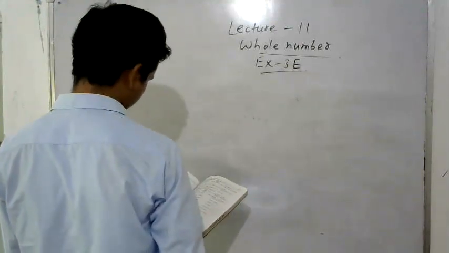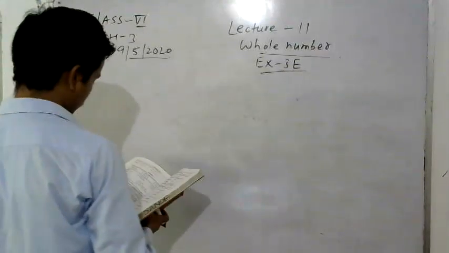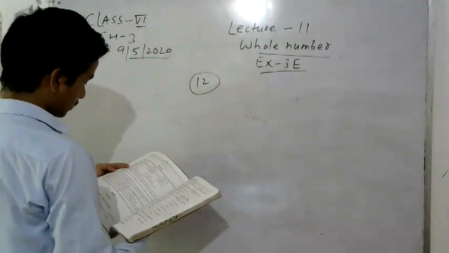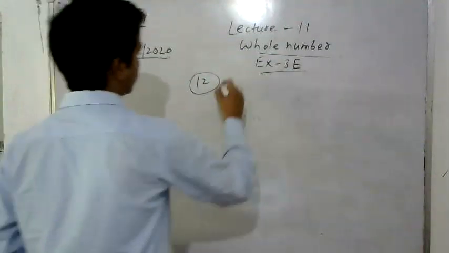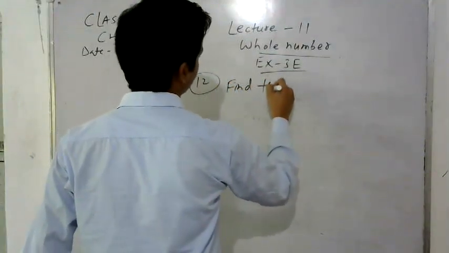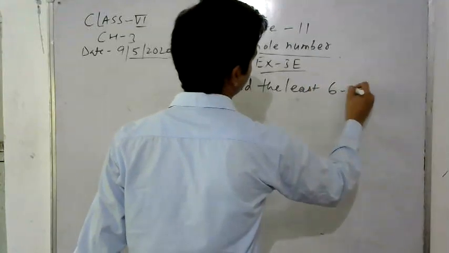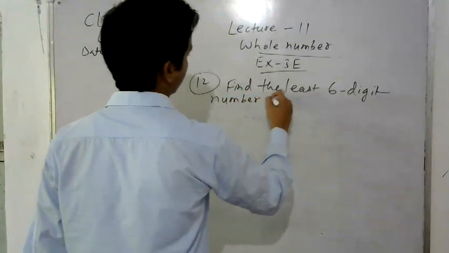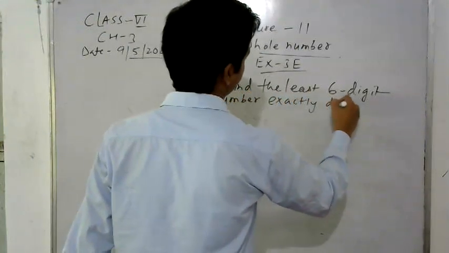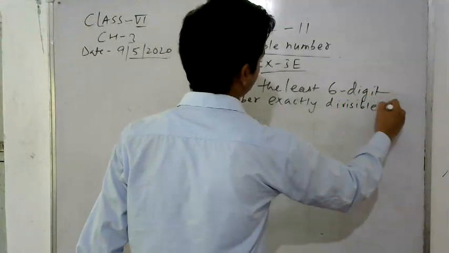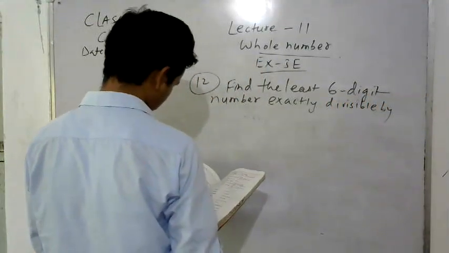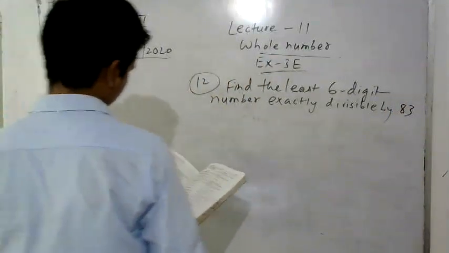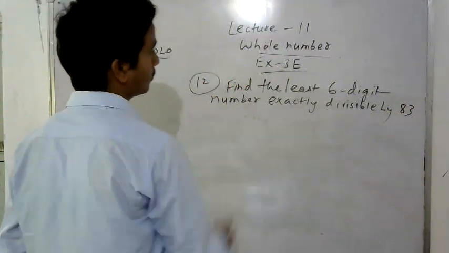See question number 12. Question number 12 says, find the least 6-digit number exactly divisible by 83. Find the least 6-digit number exactly divisible by 83.